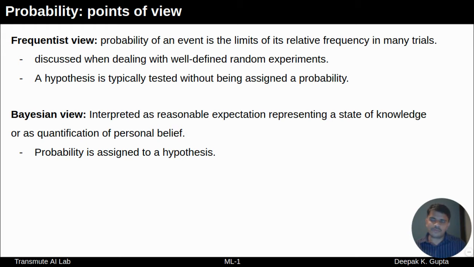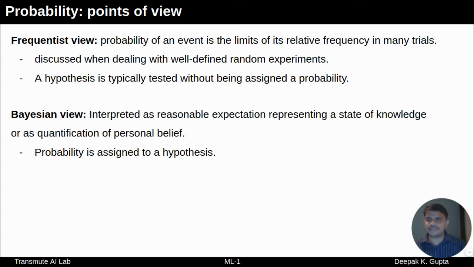So when we look from a Bayesian point of view, we first assign a probability to a hypothesis. That probability might not be exactly correct. That also depends on the amount of data, but a Bayesian would assign a probability to a hypothesis even before, even without, running the experiments.